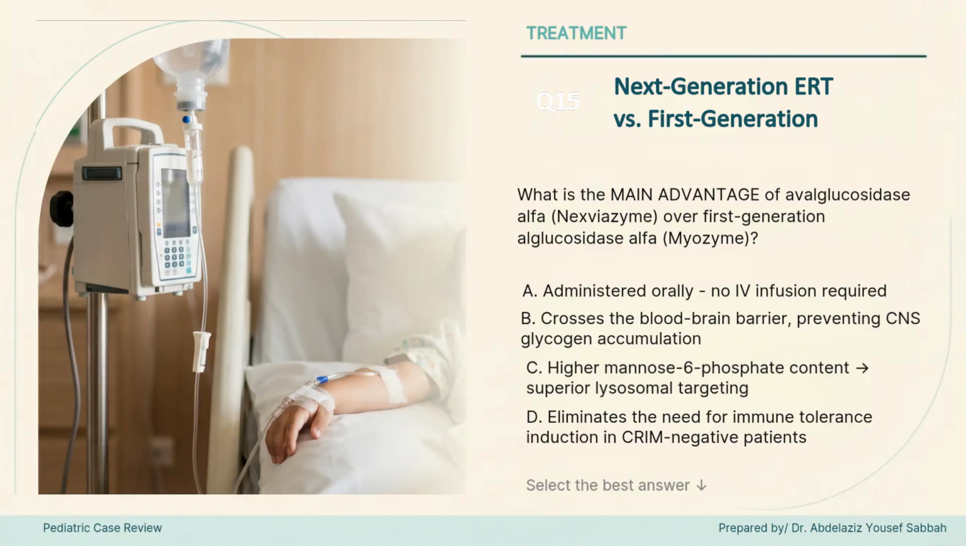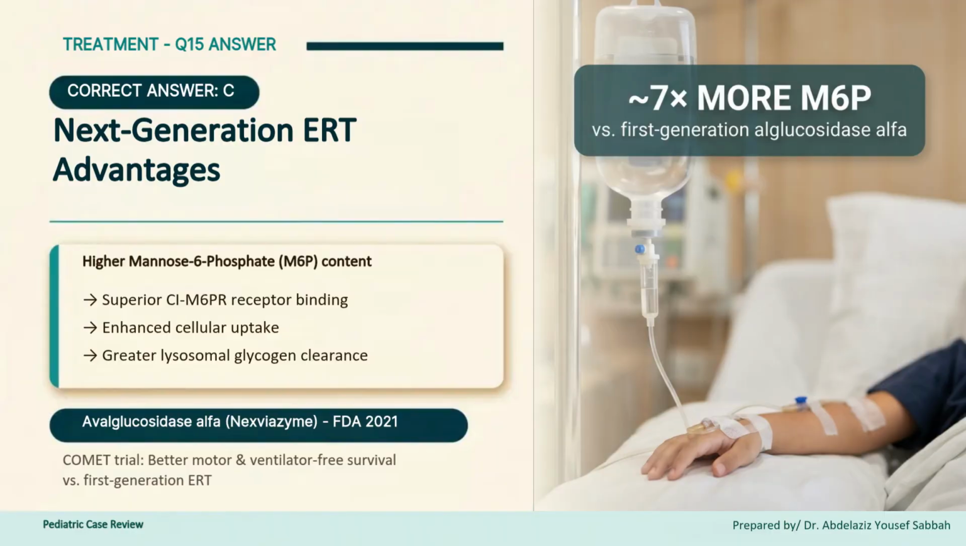Question 15. What is the main advantage of L-glucosidase alpha, the next generation enzyme, over the first generation L-glucosidase alpha? Option A, it is administered orally with no intravenous infusion required. Option B, it crosses the blood-brain barrier, preventing central nervous system glycogen accumulation. Option C, it has higher mannose 6-phosphate content, giving superior lysosomal targeting. Option D, it eliminates the need for immune tolerance induction in cross-reactive immunologic material negative patients. The correct answer is option C.